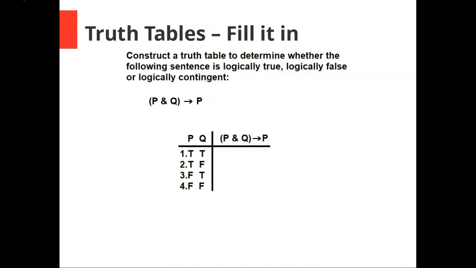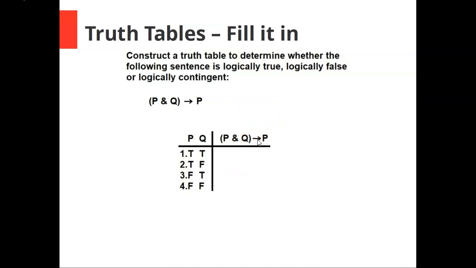So you have to know those 5 rules, and you have to be able to analyze the sentences in terms of their parts. This is a conditional. The antecedent is a conjunction. The consequent is a simple sentence. And when you fill in a truth table, you're going to have to fill in 1 column for every operator. So here we have 2 operators. We have a conjunction and we have a conditional.